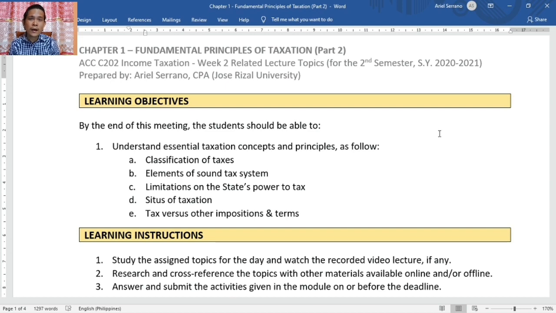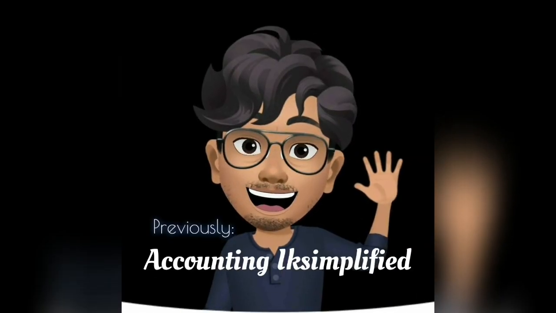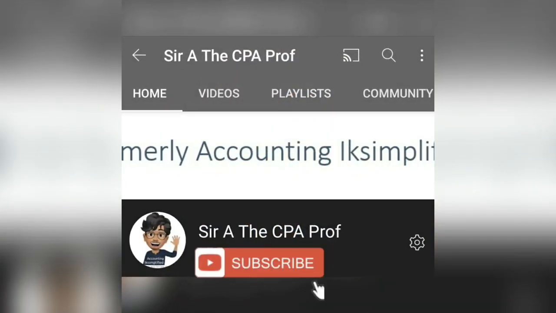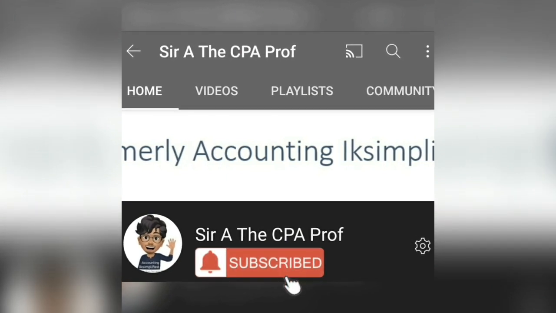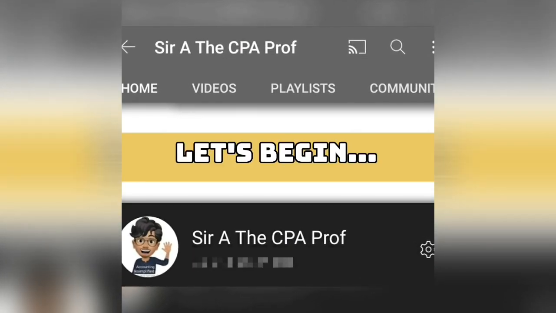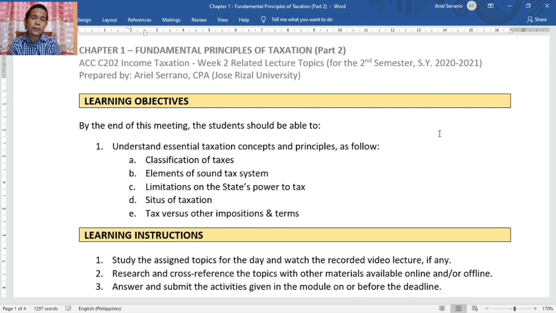Ipagpapatuloy natin ngayon ang Fundamental Principles of Taxation. So, nandito tayo sa part number 2. Pero ito ay taxation concepts and principles pa rin, ano?